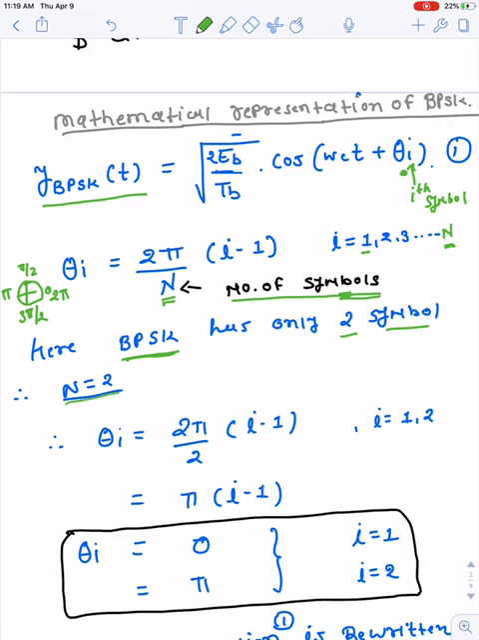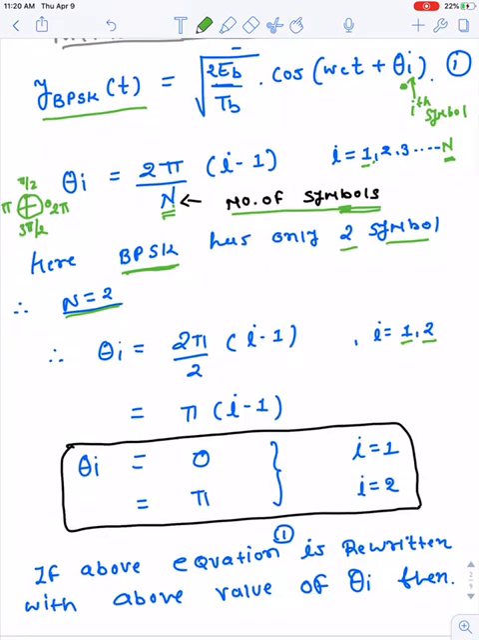If you place this value, n is equal to 2, here, this equation can be modified as 2 pi by 2 multiplied with i minus 1, and i can vary from 1 to n. So if n is equal to 2, I have only two possibilities, 1 and 2. So theta i can have two values. The first value of theta i, where i is equal to 1, is known as theta 1. And the second value of theta i, when i is equal to 2, could be considered as theta 2. So this 2 will be cancelled.